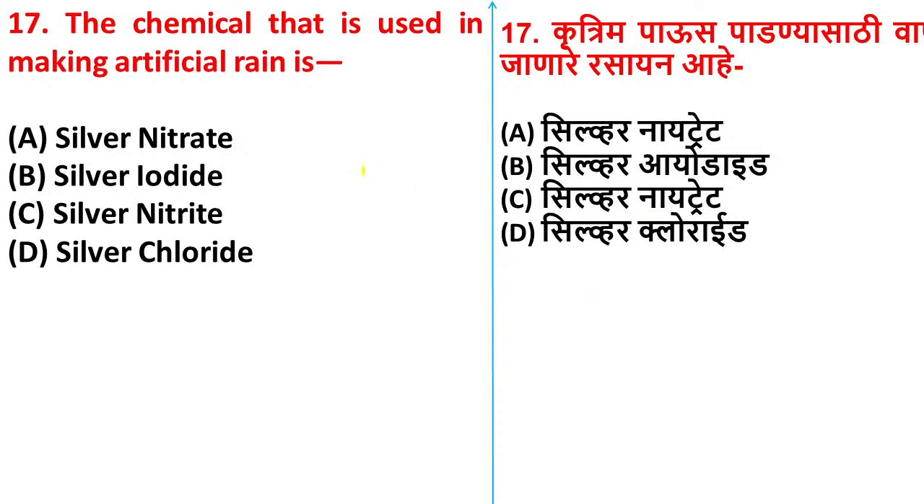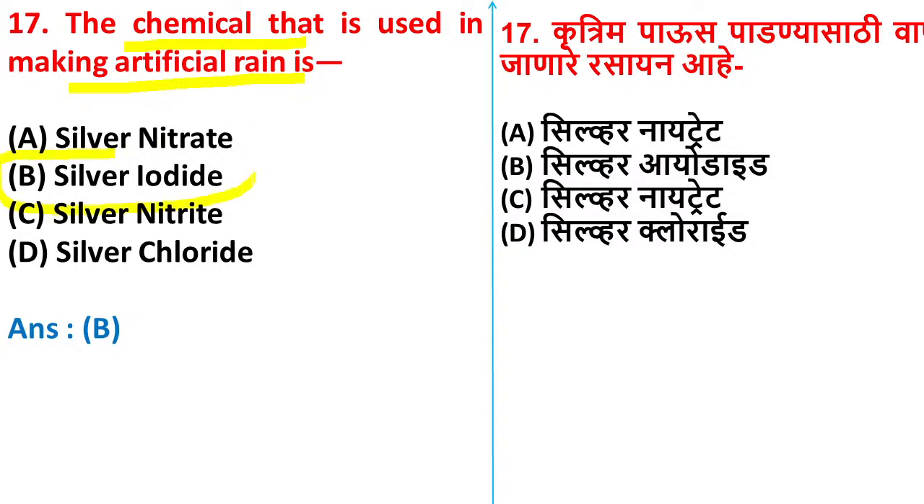Yes, question number 17. The chemical that is used in making artificial rain is? Option A, silver nitrate. Option B, silver iodide. Option C, silver nitrate. Sorry, it is repeated. Option D, silver chloride. Yes, Arshal is saying option A, silver nitrate. Vinay, silver nitrate. Prachi, silver chloride. Nilima, option A. Sharad is saying A. Yes, here option B is the correct answer.